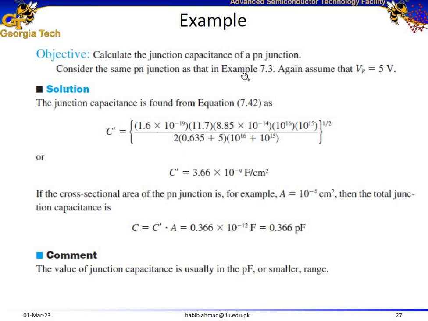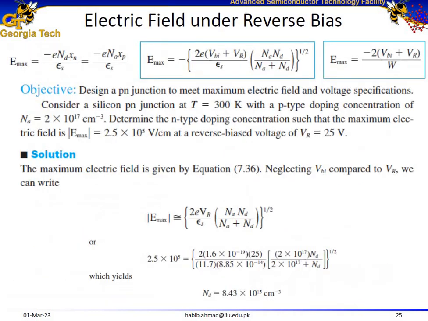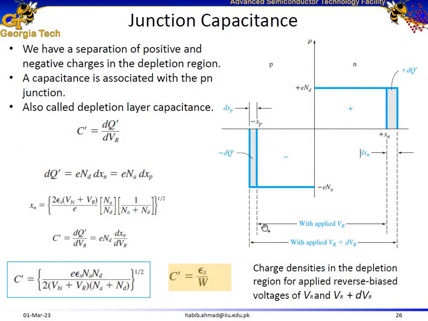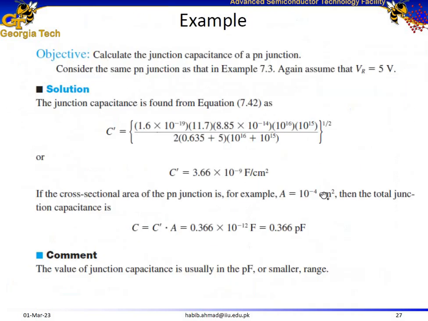Calculate the junction capacitance of a p-n junction. Consider the p-n junction in example 7.3 with a VR of 5 volts. So here is example 7.3, I guess, is this equation. We already know W, which is the depletion width under reverse bias of 5 volts. Put in all the values, and now the junction capacitance is equal to 3.66 times 10 to the power of minus 9 farad per centimeter square.